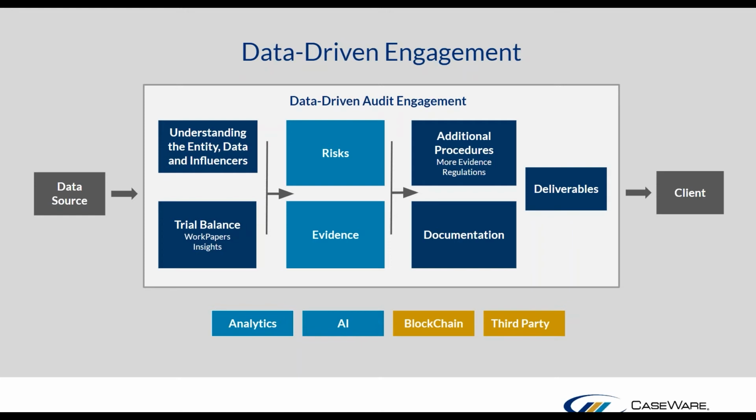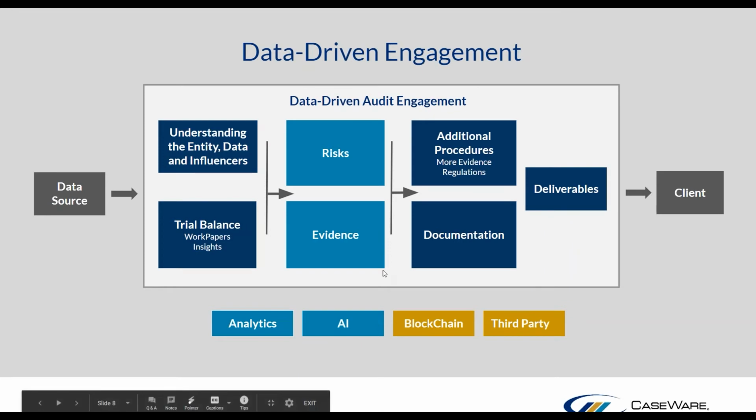Now, all of that, Caseware is looking to power that through the use of methodology, through the use of analytics, through the use of artificial intelligence. We're looking at opportunities of seeing how blockchain could potentially contribute to that. How do we incorporate third-party data into that workflow so it gives you better depth of information of what you're looking at? So why are we actually working towards that?